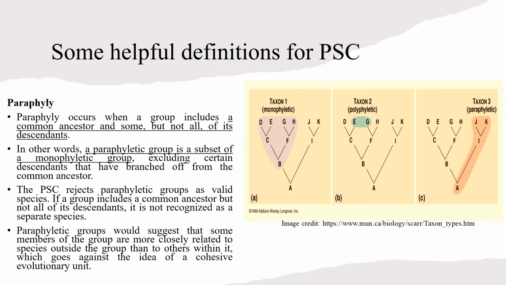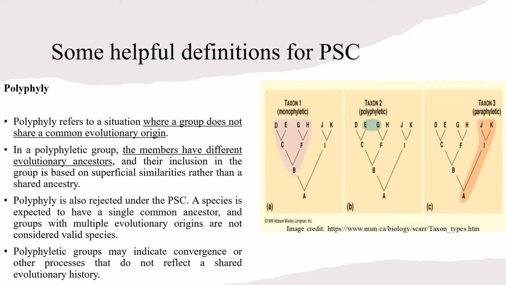In other words, a paraphyletic group is a subset of a monophyletic group, excluding certain descendants that have branched off from the common ancestor. The phylogenetic species concept rejects paraphyletic groups as valid species. If a group includes a common ancestor, but not all of its descendants, it's not recognized as a separate species. A paraphyletic group would suggest that some members of the group are more closely related to a species outside the group than to the others within it, which goes against the idea of a cohesive evolutionary unit.